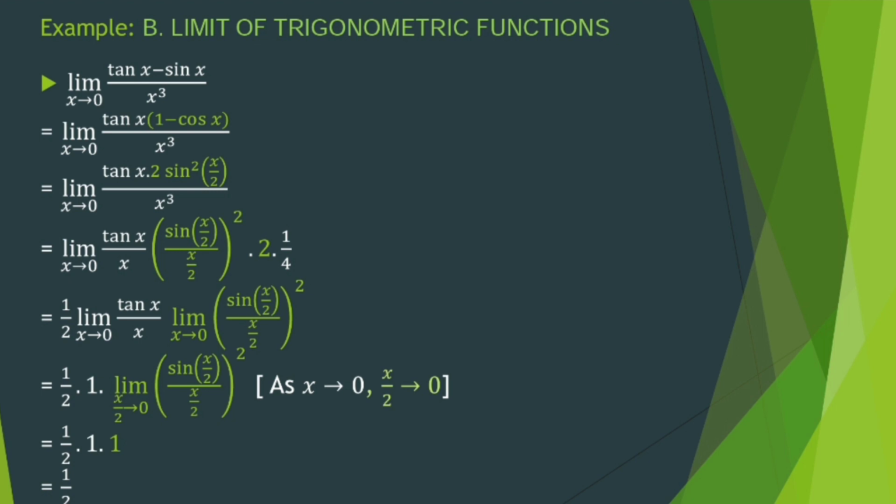So we get half into limit x tends to 0 tan x by x into limit x tends to 0 (sin x by 2 by x by 2) the whole square equal to half into, for the first limit we have the previous theorem, limit x tends to 0 tan x by x equal to 1. So half into 1 into limit x by 2 tends to 0 (sin x by 2 by x by 2) whole square. Now again using the previous theorem we get the second limit is 1. So half into 1 equal to half.